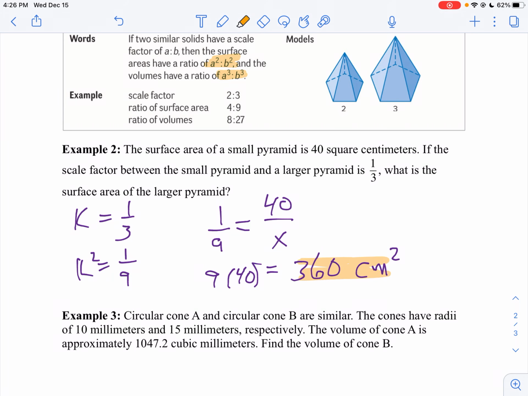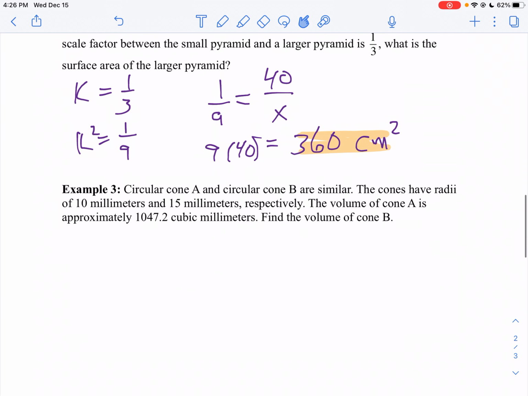Let's take a look at example 3. It says circular cone A and circular cone B are similar. The cones have radii of 10 and 15 millimeters respectively. The volume of cone A is approximately 1047.2 cubic millimeters. Find the volume of cone B.